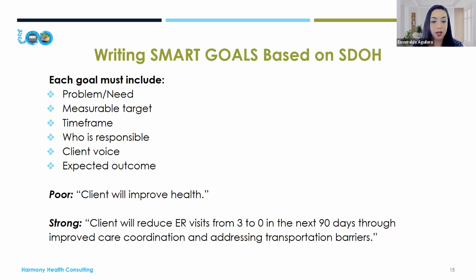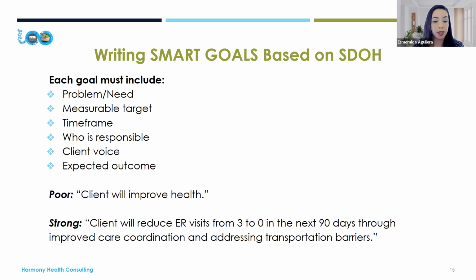And then just to point out why poor goals sometimes fail, a common mistake is we're writing goals that are too vague or sometimes they're very impossible to measure. For example, "the client will improve their health." That does not tell us what will change, how we will measure it, or what steps will need to be involved. What interventions are you going to be taking?